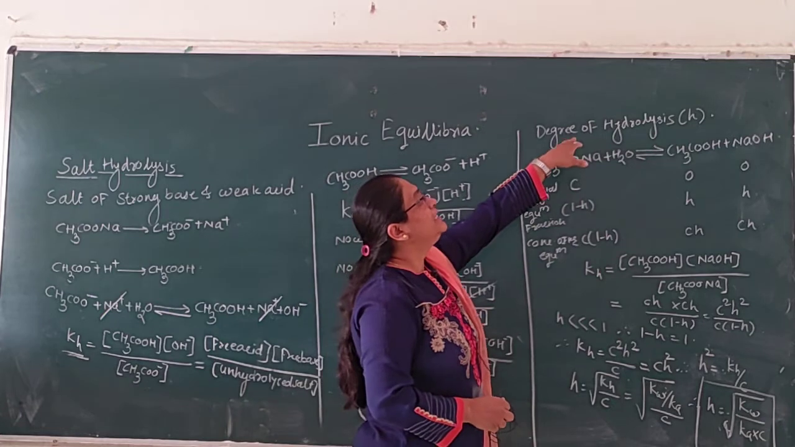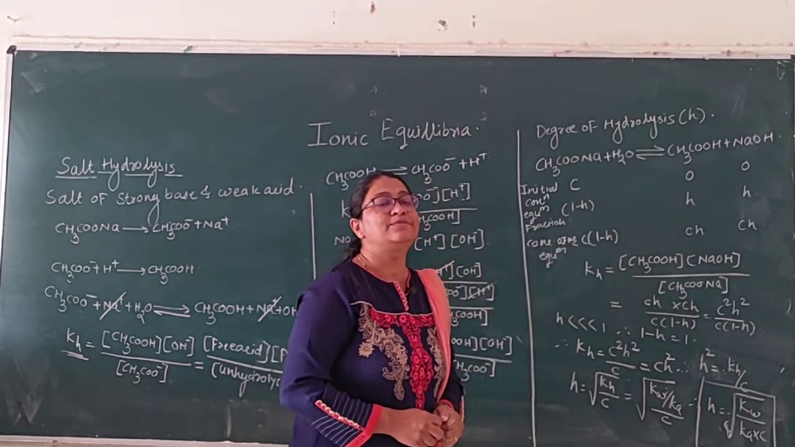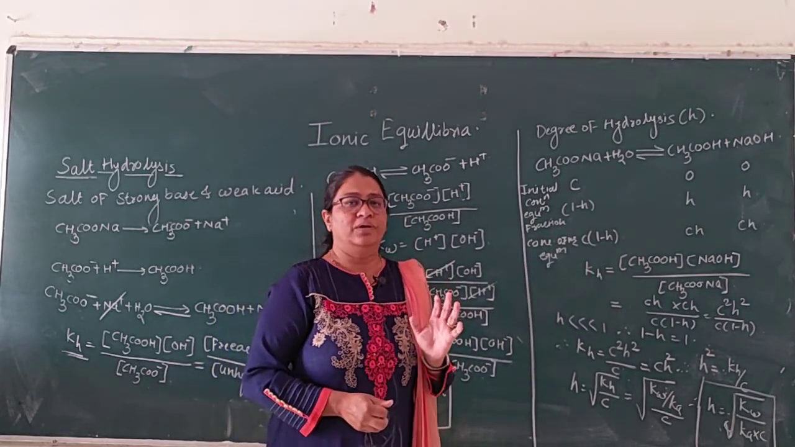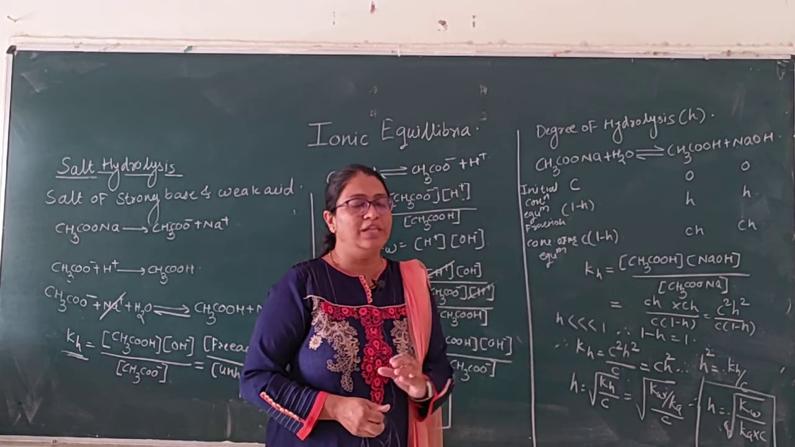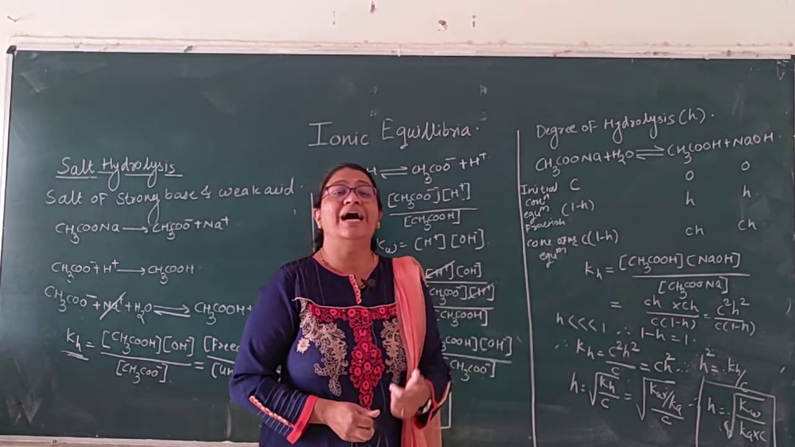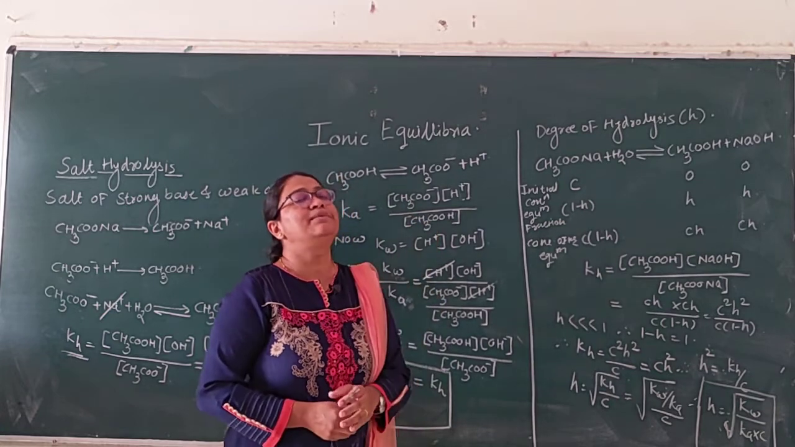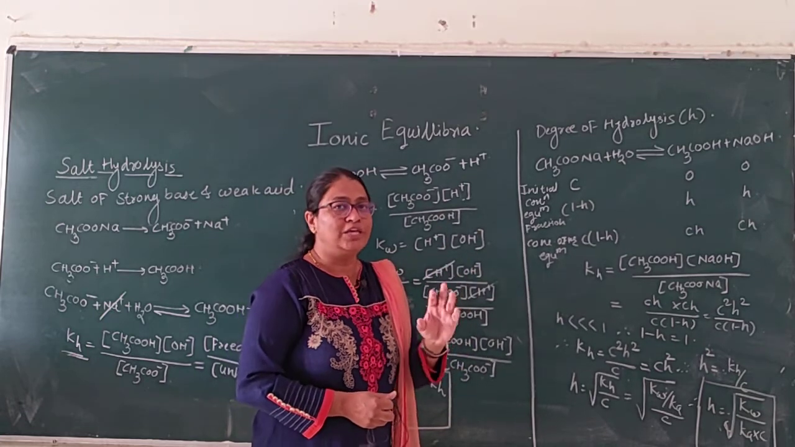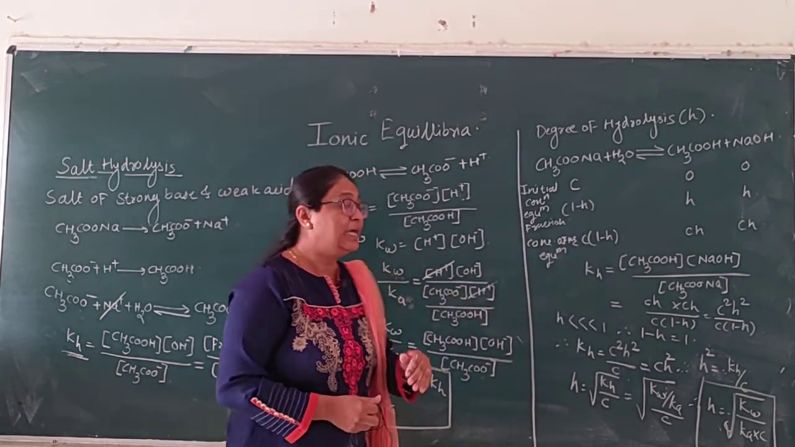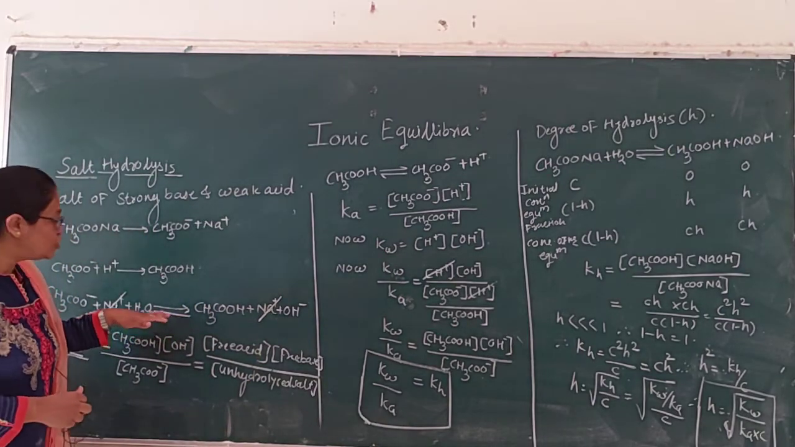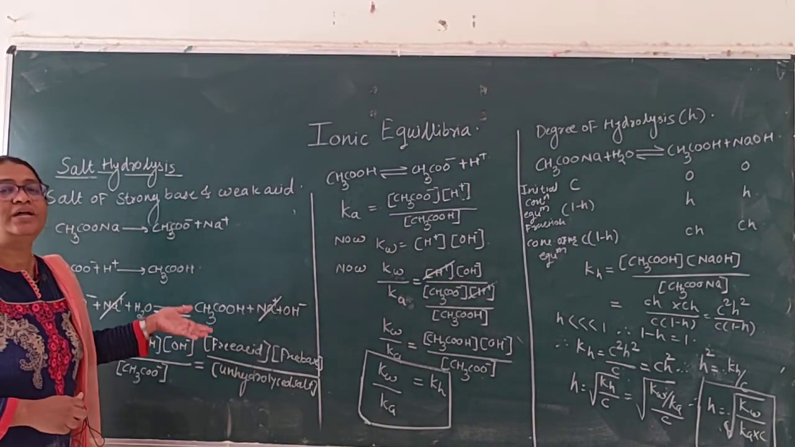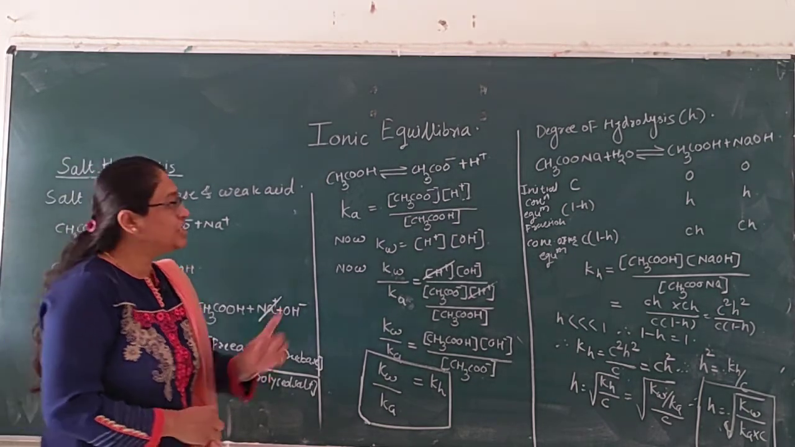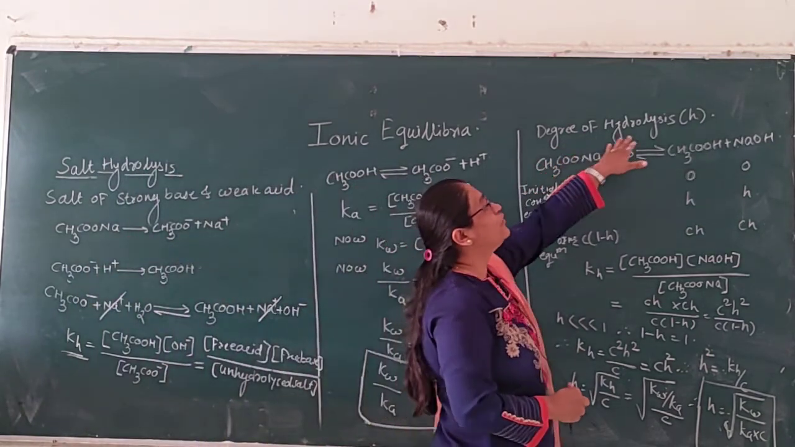Now the next term is the degree of hydrolysis, which is denoted by small h. Now what is degree of hydrolysis? It is the fraction of the total number of molecules which are hydrolyzed in the hydrolysis reaction. That fraction is simply called the degree of hydrolysis. This hydrolysis reaction we have written here. This shows that not all the molecules undergo the hydrolysis reaction. Only a small fraction undergoes the hydrolysis reaction, and that fraction is simply called the degree of hydrolysis.